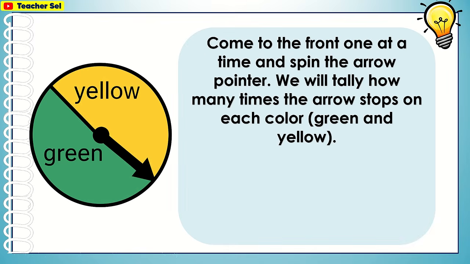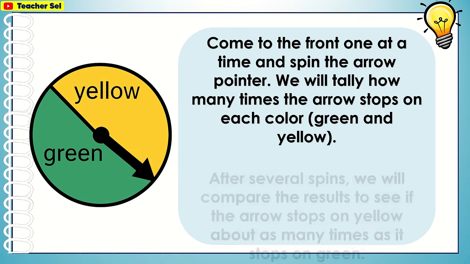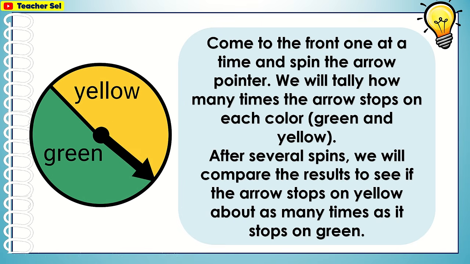Come to the front one at a time and spin the arrow pointer. We will tally how many times the arrow stops on each color. After several spins, we will compare the results to see if the arrow stops on yellow about as many times as it stops on green.